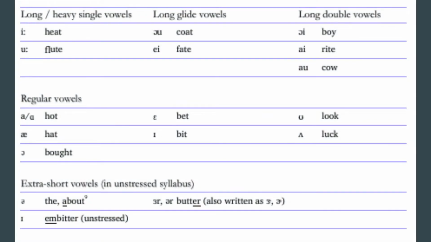Then we have regular vowels that are not long. They're kind of regular or a bit short. There's the A or O as in hot. So there are words where in British English it'll be an O, and in American English an A, hot. For example, cross.